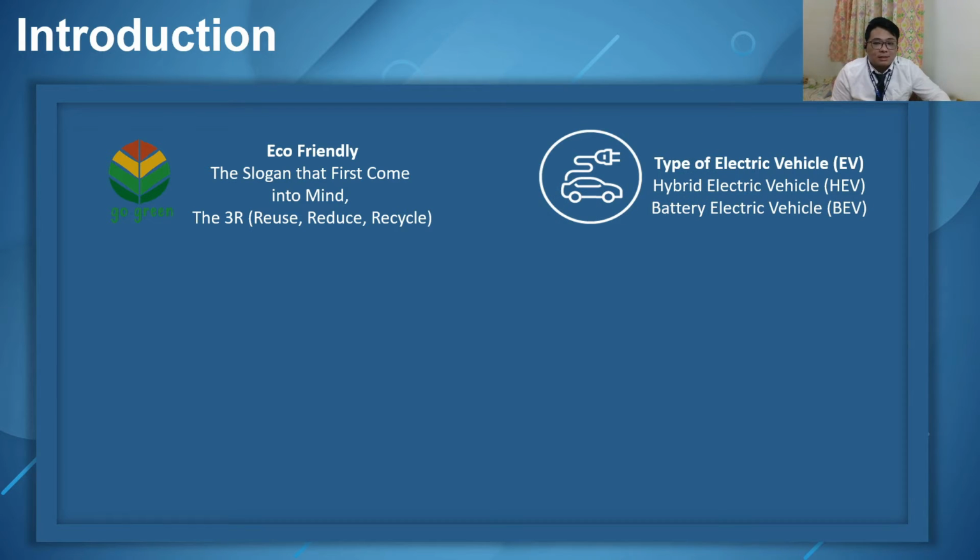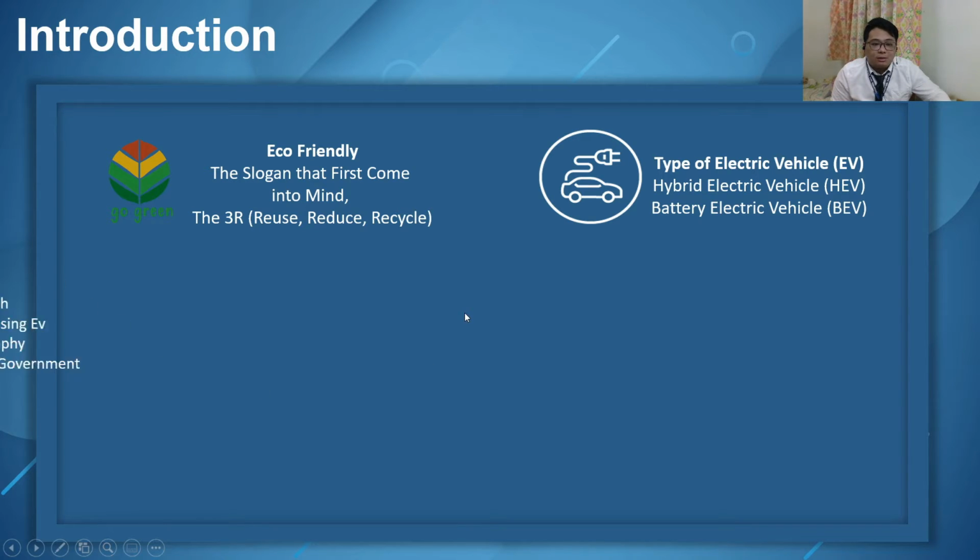Electrical vehicle, as its name stated, is using electricity as the power source to drive the vehicle. There are two types of electrical vehicle, which are hybrid electrical vehicle (HEV) and battery electrical vehicle (BEV). Both types of electrical vehicle are able to achieve the emission of carbon dioxide gases near to zero.